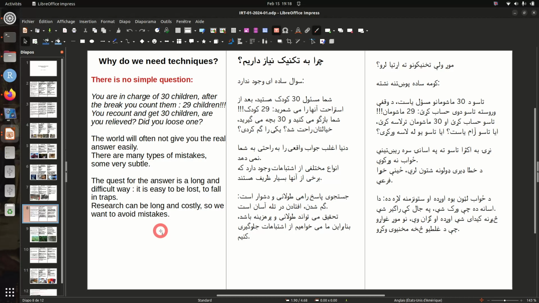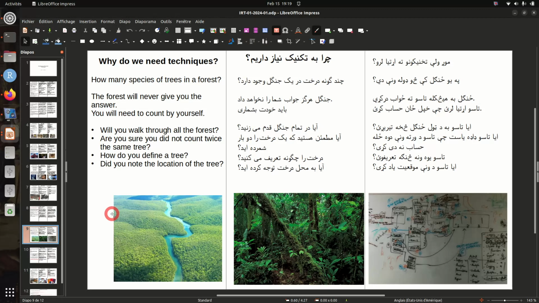And the problem is, children are not going to tell you when they are not there. So the world is not going to give you the real answer. And there are many types of mistakes. Some mistakes are extremely subtle. So that's why it's really important to think about these techniques as ways to avoid these mistakes.